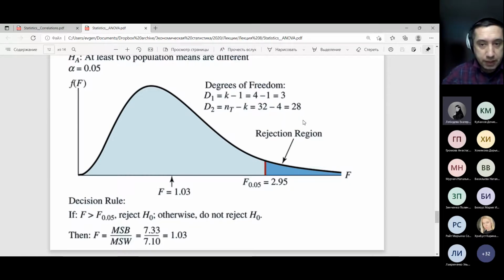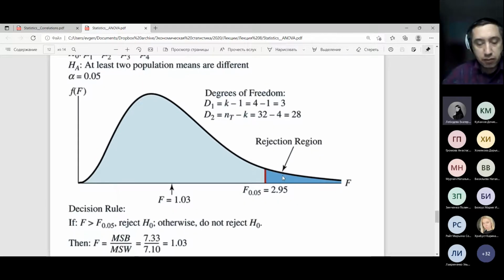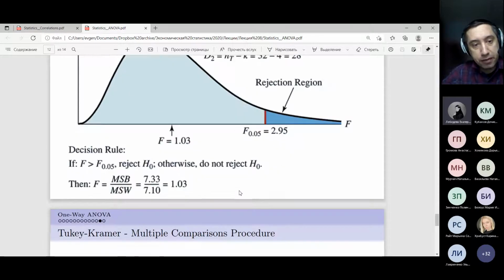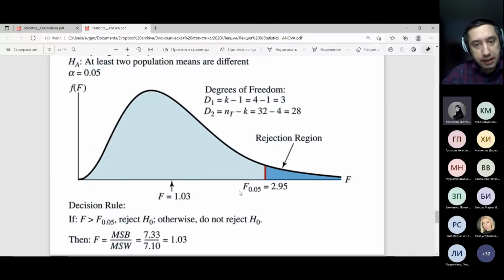Well, and if we calculate our F is 1.03, we have to compare our estimated F with its critical value. If we see that estimated F is larger than the critical value, we should reject the null hypothesis. In my example, it is smaller than the critical value, hence I cannot reject the null hypothesis. Well, and that's it.